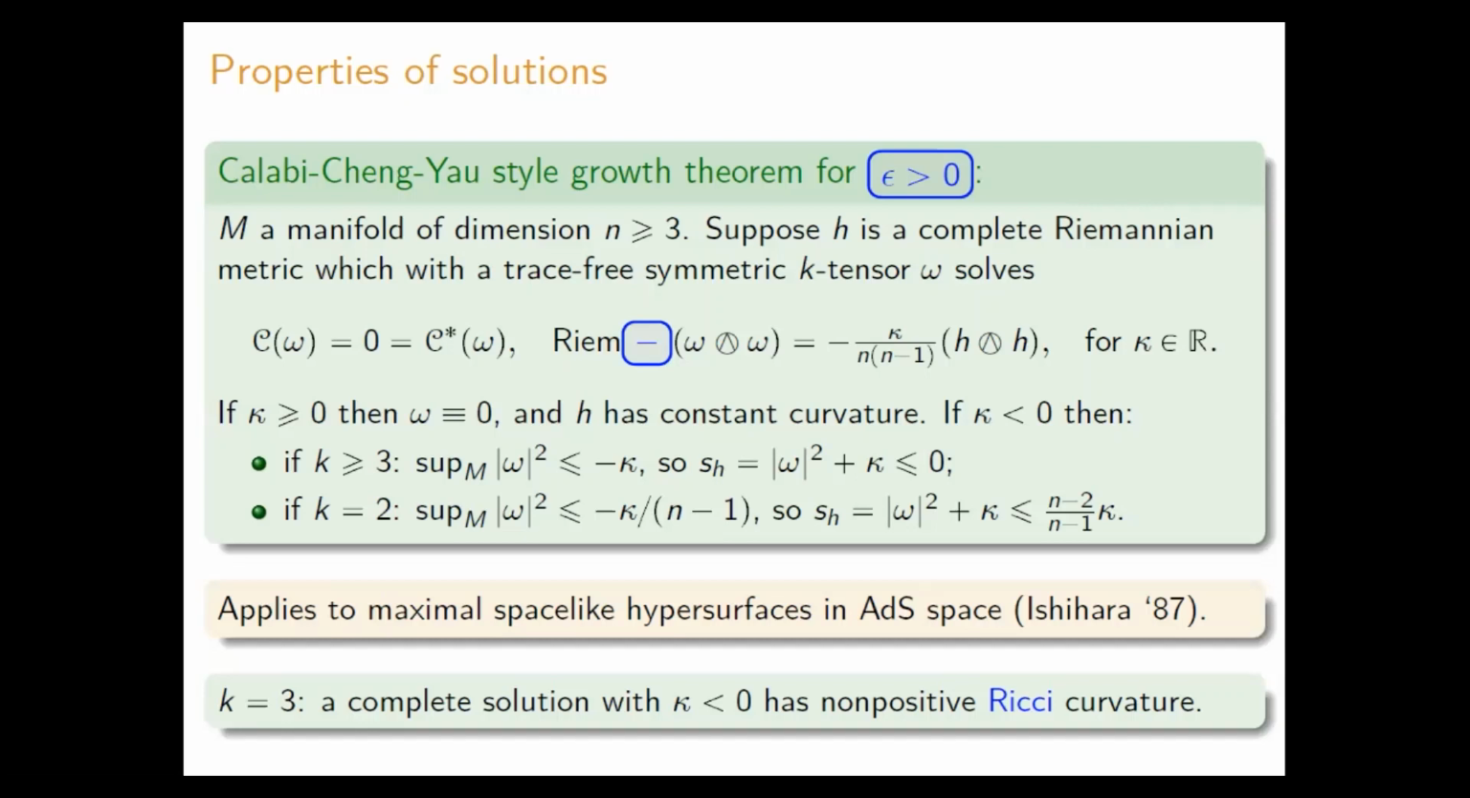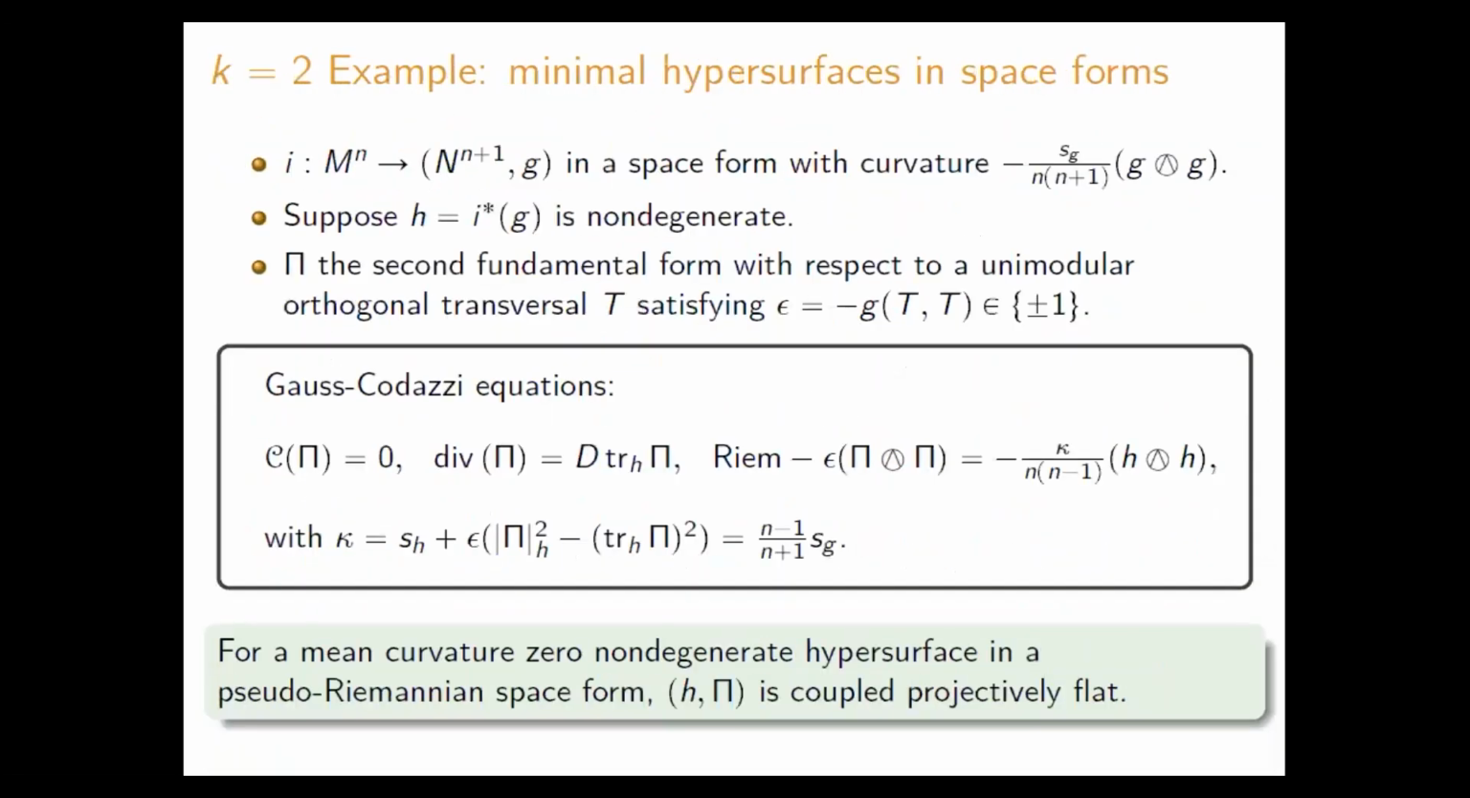But when kappa is negative, you get a bound on the norm squared of this tensor in terms of minus kappa. You can get a slightly better bound when k is 2 than when k is bigger than 3. And you can interpret this bound as actually a bound on the scalar curvature of the metric. What it says is the scalar curvature is non-positive. And when k is 2, it actually tells you the scalar curvature is negative, at least if the dimension is greater than 2. So for instance, this recovers some result about maximal space-like hypersurfaces in any de Sitter space due to Ishihara. Where I'm using this example, the anti-de Sitter comes in, and you have the right sign here to apply this result.